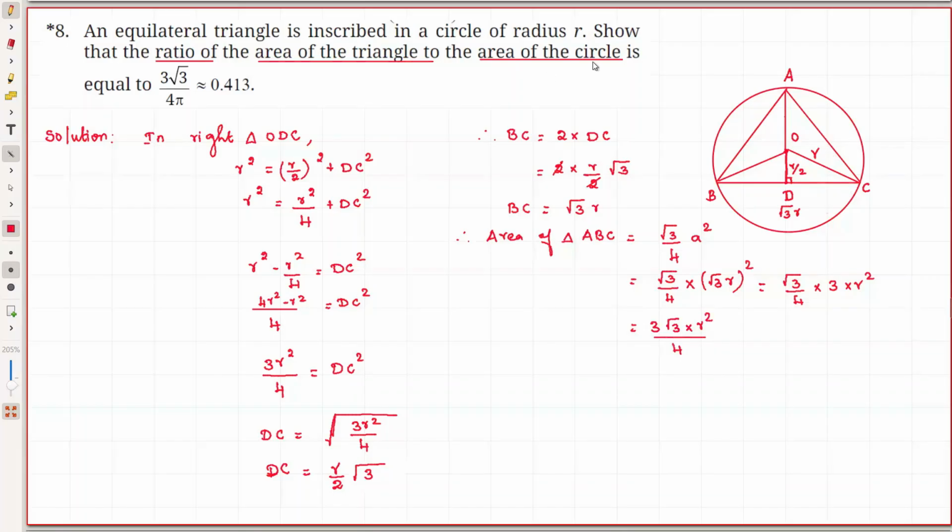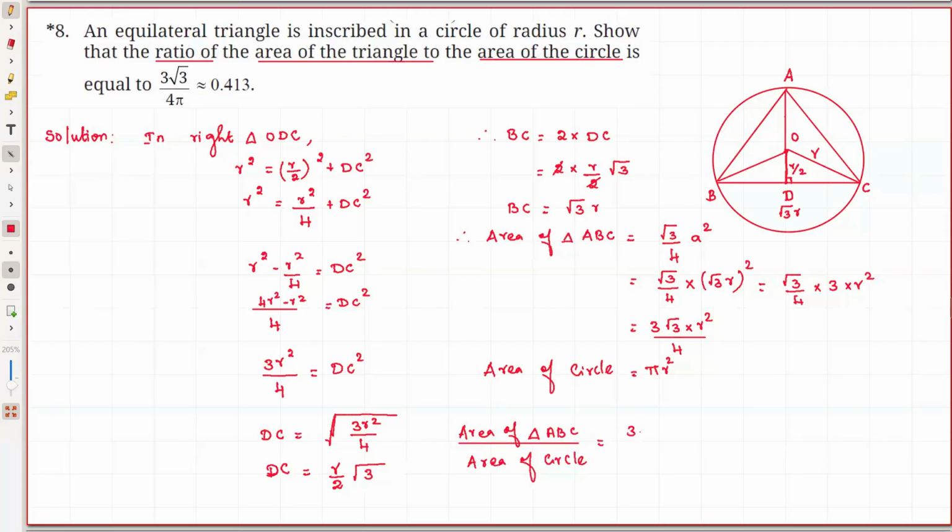Next we have to find out the area of the circle. The area of the circle formula is pi r square, so the radius we keep as it is. Now we have to find the ratio of the area of the triangle to the area of the circle: area of triangle ABC divided by area of circle.